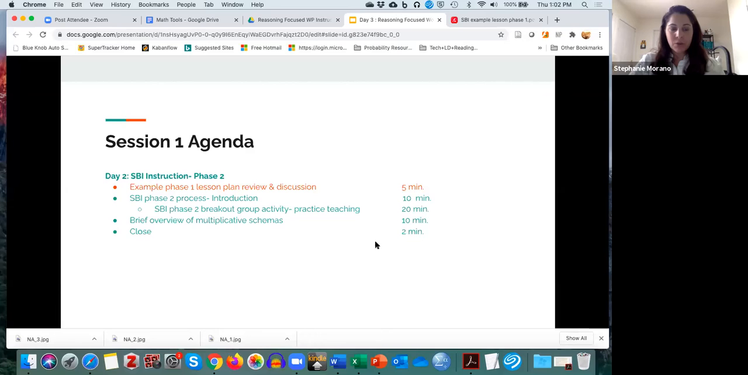We're going to return to the sample lesson that we didn't really have time to talk about yesterday first thing today. Then we'll go over phase two of the schema-based instruction process. And then before we wrap up, we'll do a quick overview of the multiplicative schemas. So we looked at the additive schemas. We've been focusing all of our examples on the combine or total additive schema, just for clarity and simplicity's sake. But I do want to make sure we get to look at the multiplicative schemas for the upper grade folks before we wrap it up.